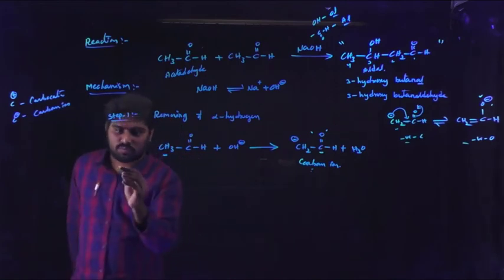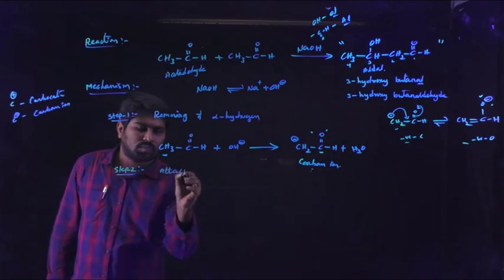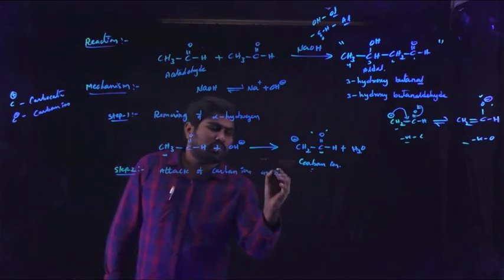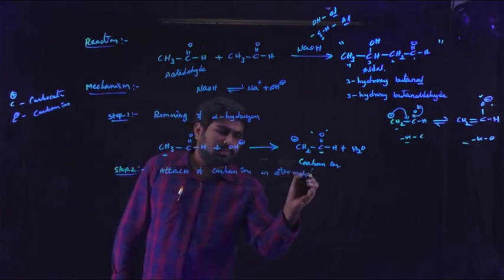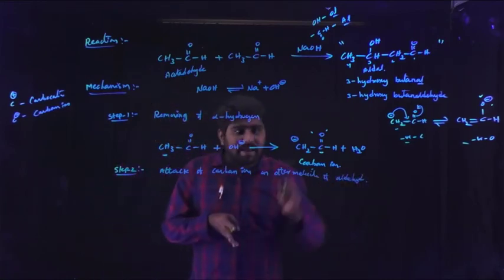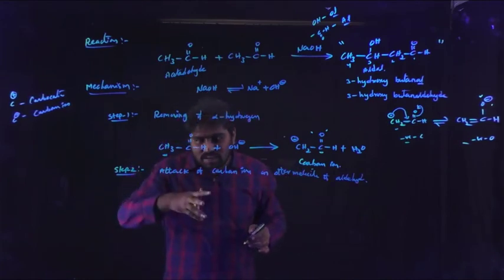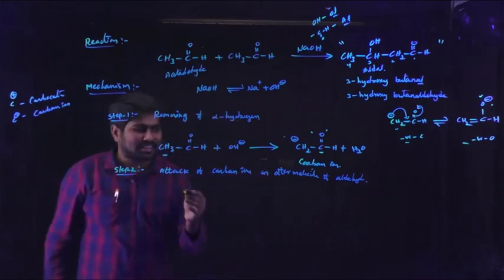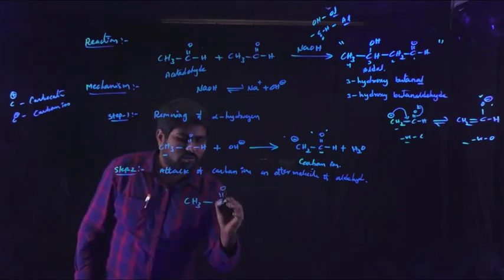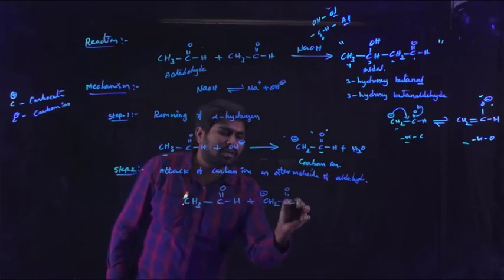Next, step 2: attack of the carbanion on another molecule of aldehyde. The carbanion which is produced in step 1 attacks another molecule which is present in the reaction, so this reaction is CH3 C double bond O H plus CH2 minus C double bond O H.